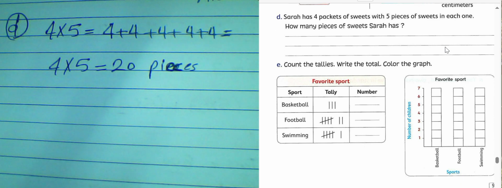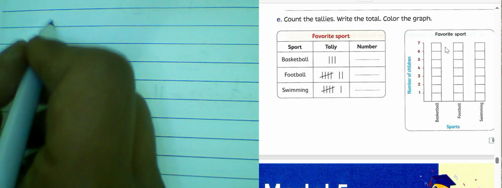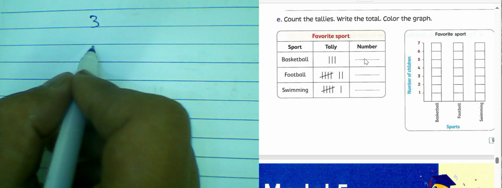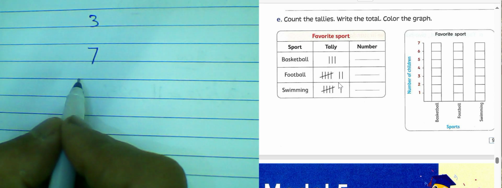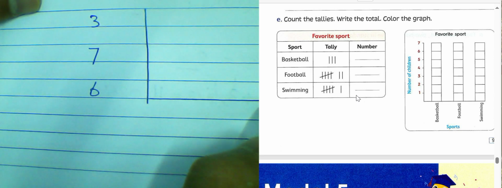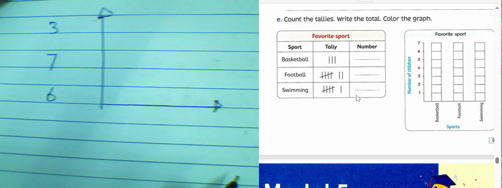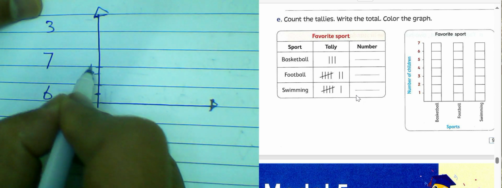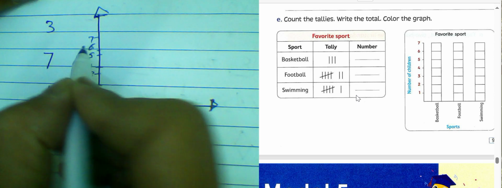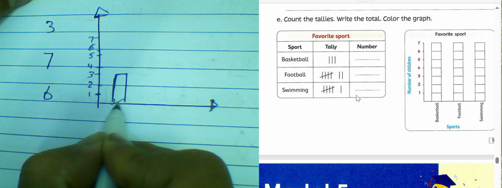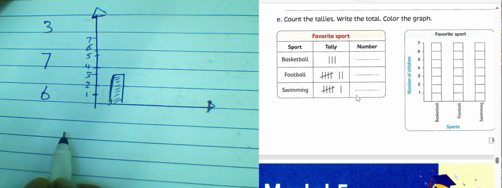Next question, letter E. Count tiles and color the total on the graph. We have basketball here, three tiles. We can write 3 here. The first number 3 in the space, and the second number we have 5 plus 2 is 7. And the third, 5 plus 1 will be 6. And then you can go here to color this bar graph. First, color the 2, 3. We have numbers 1, 2, 3, 4, 5, 6, and 7. Color 2, 3. First and second color 2 to 7.